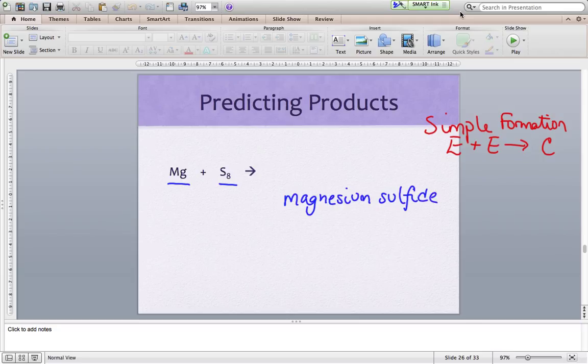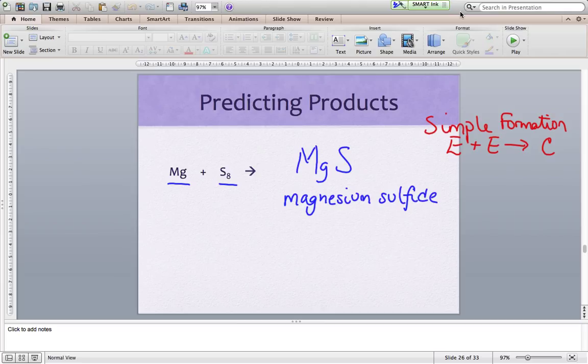Okay? And now you just have to remember, how do I write formulas for ionic compounds, which is what magnesium sulfide is? Well, magnesium is a cation with a 2+ charge. Sulfide will form an anion with a 2- charge. And so when we cross those charges down, we get a formula for this ionic compound of MgS.